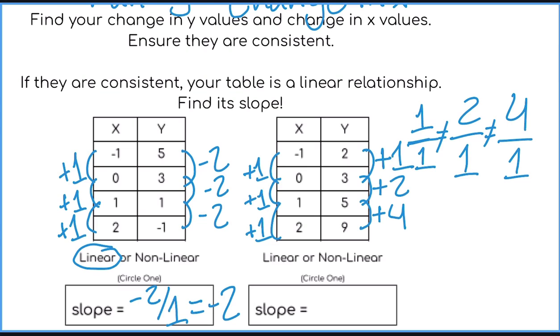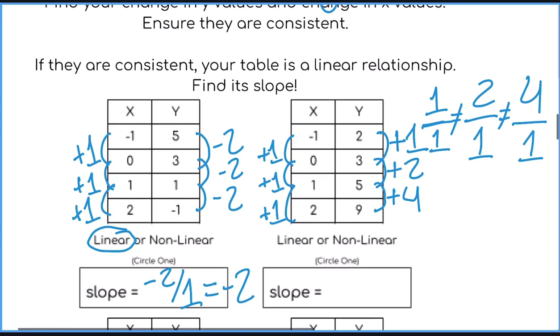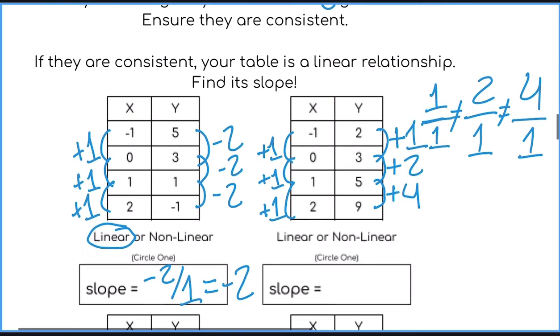So if we don't have a consistent slope, we can't write a slope. There is no rise over run to write. So we don't have anything to write in our slope box for that one. But we do have to circle, is it linear or nonlinear? Nonlinear.